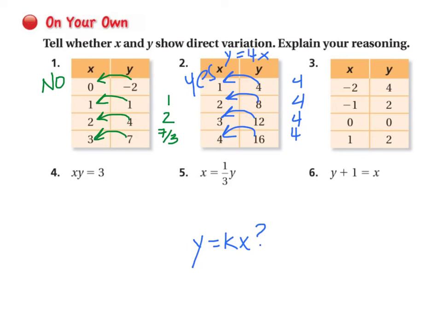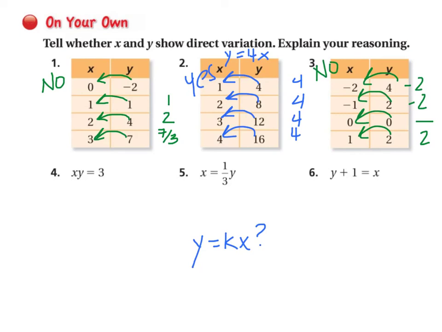Okay, next one. 4 to -2, excuse me, is -2. 2 to -1, -2. 0 to 0, we can't really find that. And 2 to 1 is 2. So again, we have a similar ratio, but it's not exactly the same. And therefore, this is not a direct variation. All right, how about the next 3?